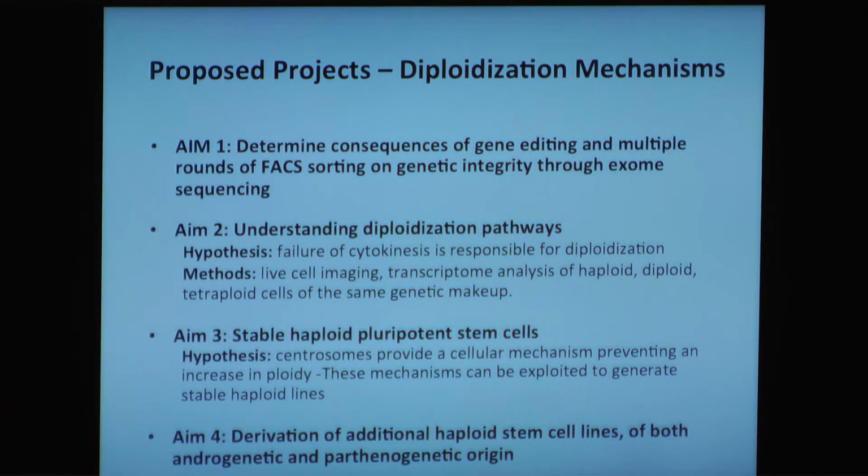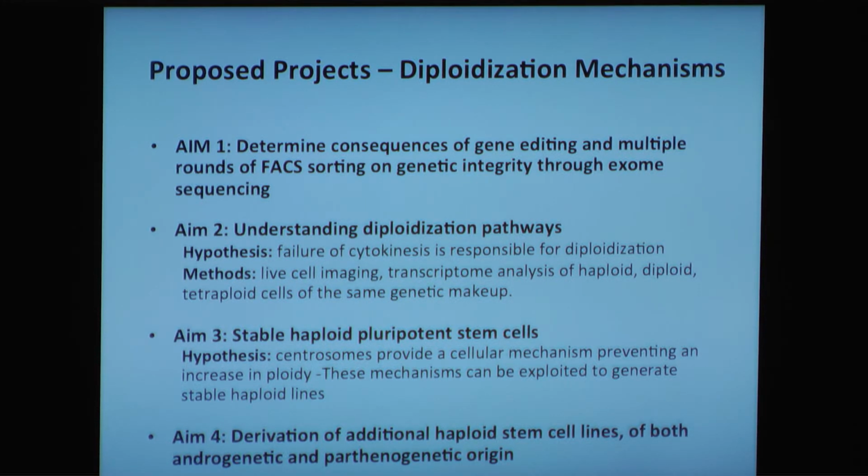So real quick, almost verbatim, a few aims, a few projects we want to do. First, determine the consequences of gene editing and multiple rounds of FACS sorting. As I mentioned before, the Hoechst dye, you need UV radiation to look at these through exome sequencing. And aim 2, understand diploidization pathways.